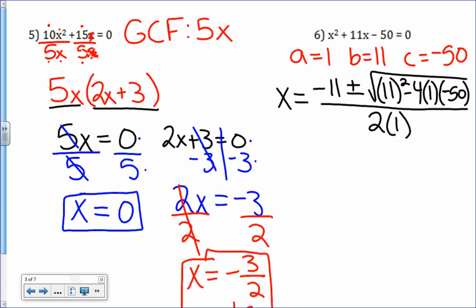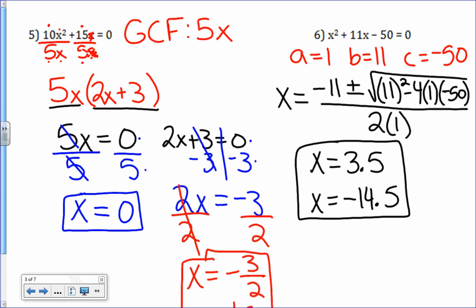All right, when you punch it in with the plus, and you convert it to a decimal, your x value is 3.5, roughly. When you go back and you punch it in with a minus, your x value is roughly negative 14.5. So again, another one that you have to use the quadratic formula for. Okay, let's move on to 7 and 8.